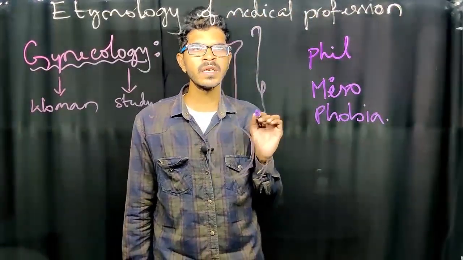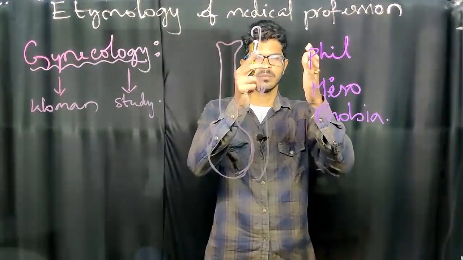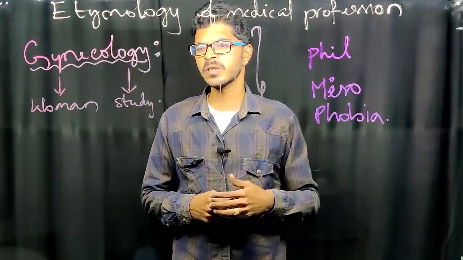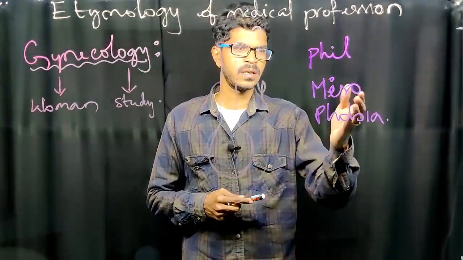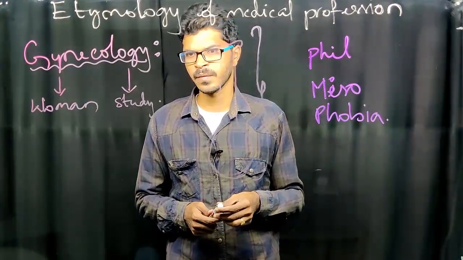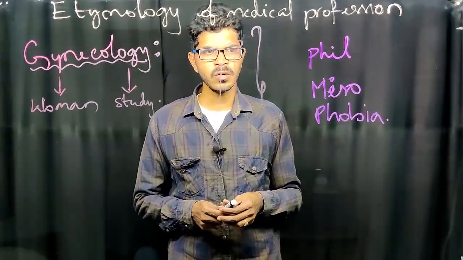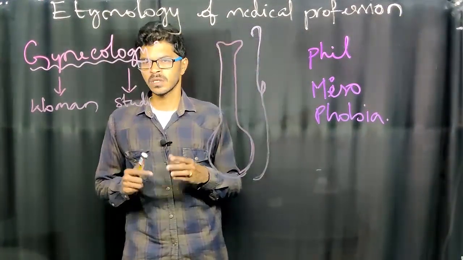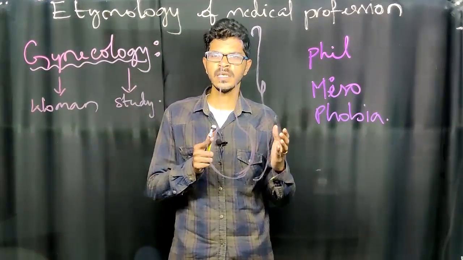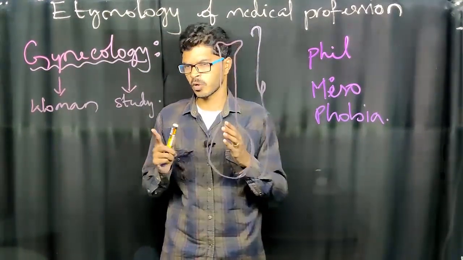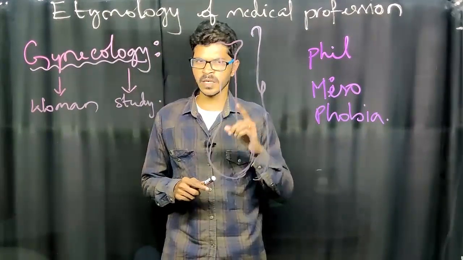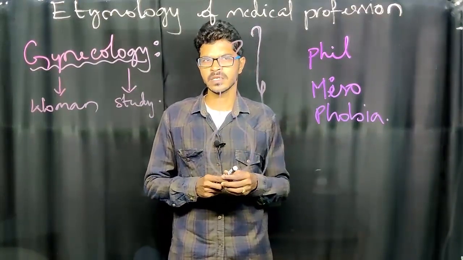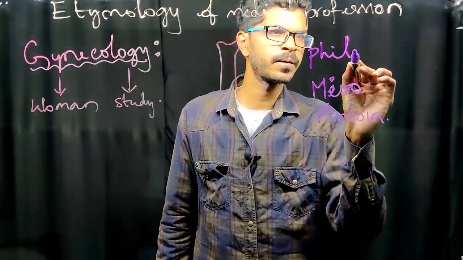These are very commonly used prefixes and suffixes. Phil and meso are the most commonly used prefixes, and phobia is the most commonly used suffix. So, whatever government job you are appearing for, if they are asking any terminology, most probably these three roots are included. Any one of the three roots is definitely included in the list.